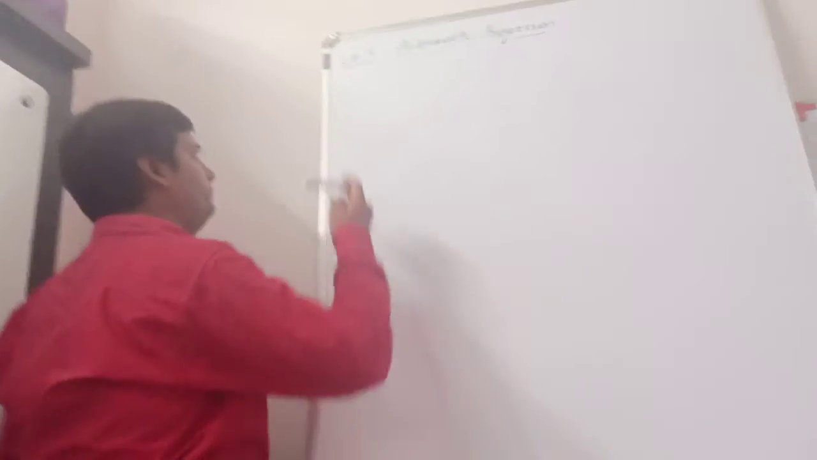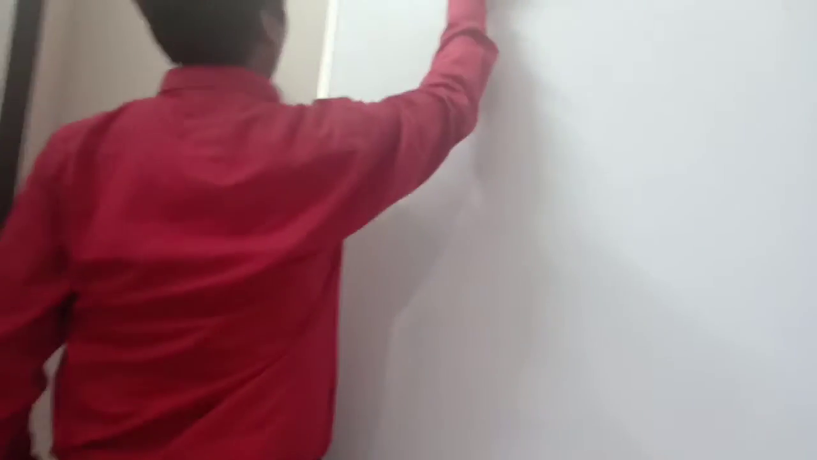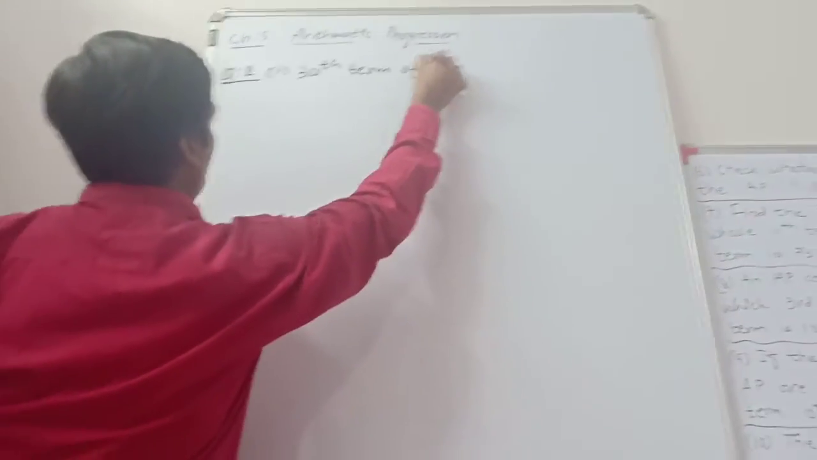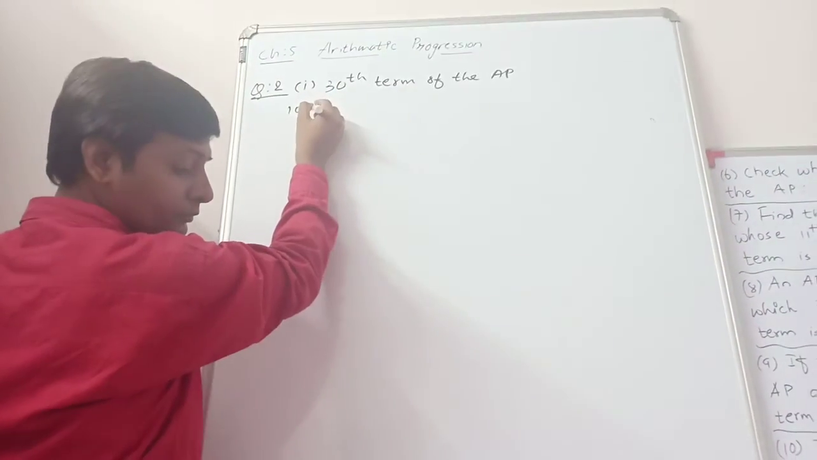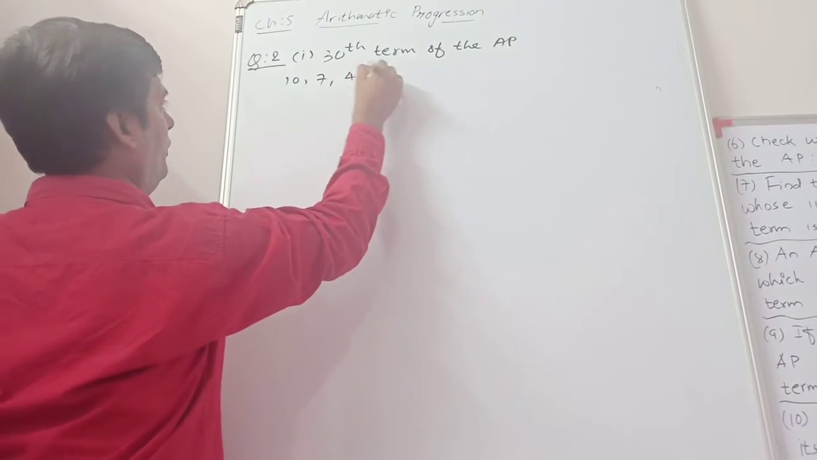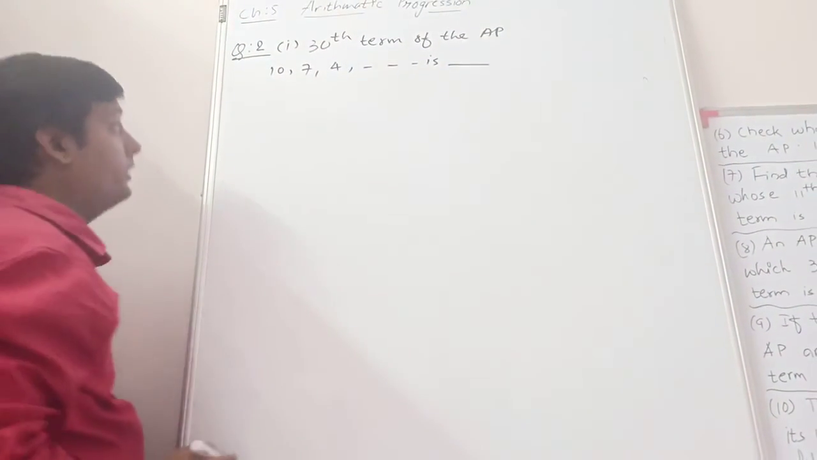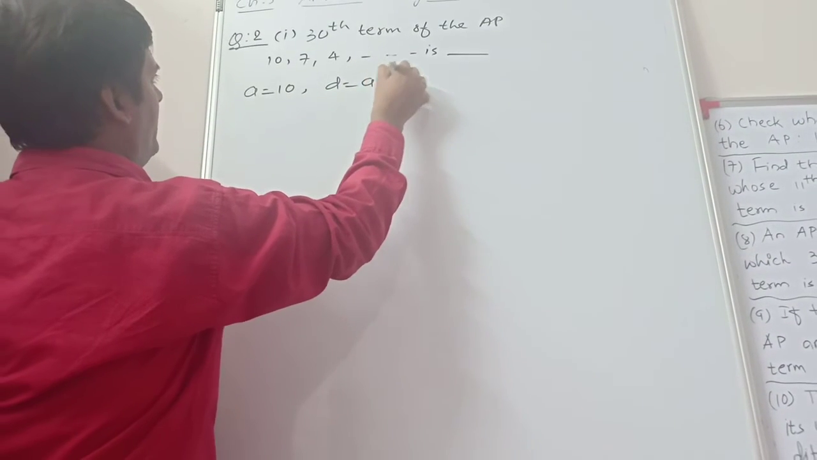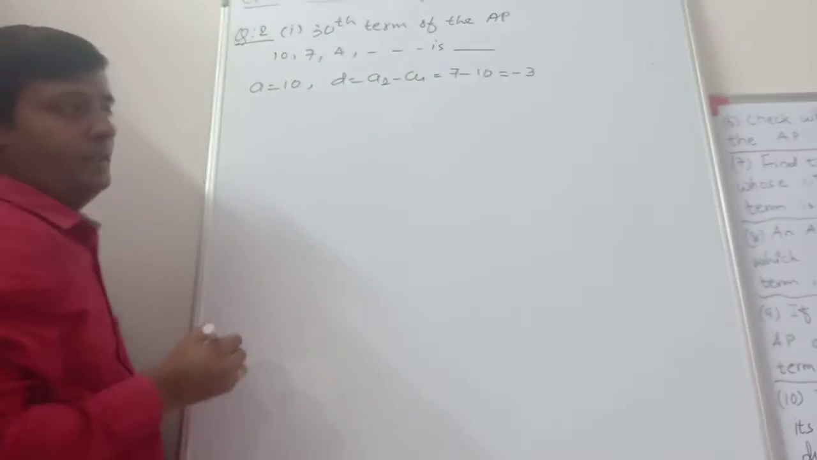Now question number 2. It is given that we want to find the 13th term of the AP 10, 7, 4 and so on. So here a, the first term, is 10, and the common difference is the second term minus the first term. So 7 minus 10, we got minus 3.